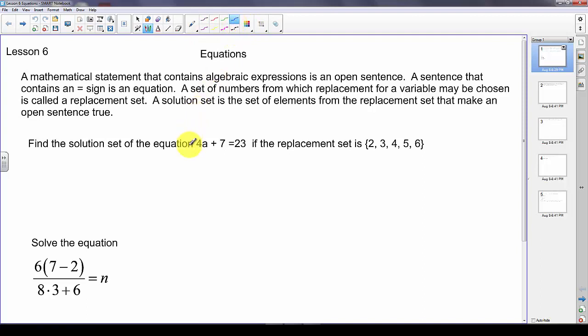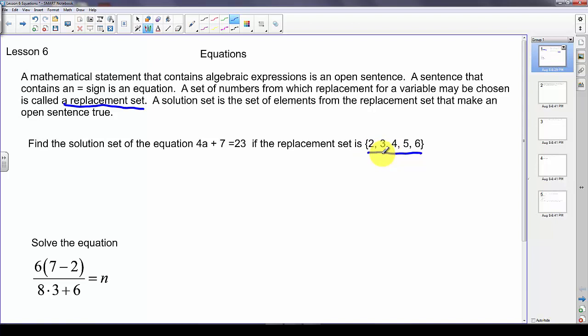The set of numbers from which replacement for a variable may be chosen, we call a replacement set, right here. And the solution set is the numbers within that replacement set that make the sentence true. So in this example here, we want to find the solution set of the equation if we have a replacement set made up of these numbers.